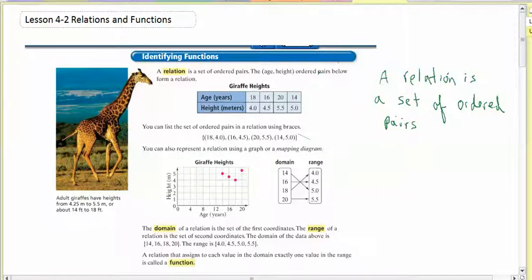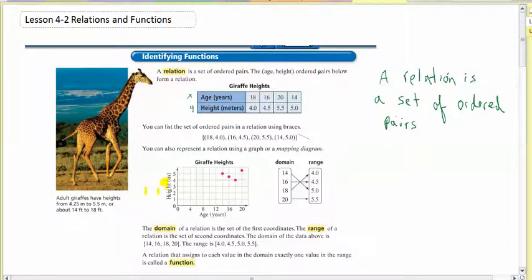So then it says here that if we look at the graph of the giraffe, the 18 and the 4.0 is a relation. So this age is our x and the height is our y. So they just went down here and listed the ordered pairs, x, y, x, y, x, y. Okay, and it says you can also represent a relation using a graph or mapping. So we can look at a relation as a set of ordered pairs on a graph.